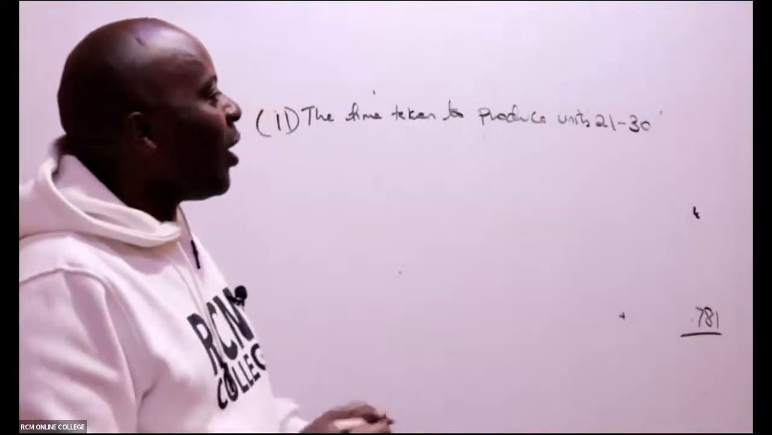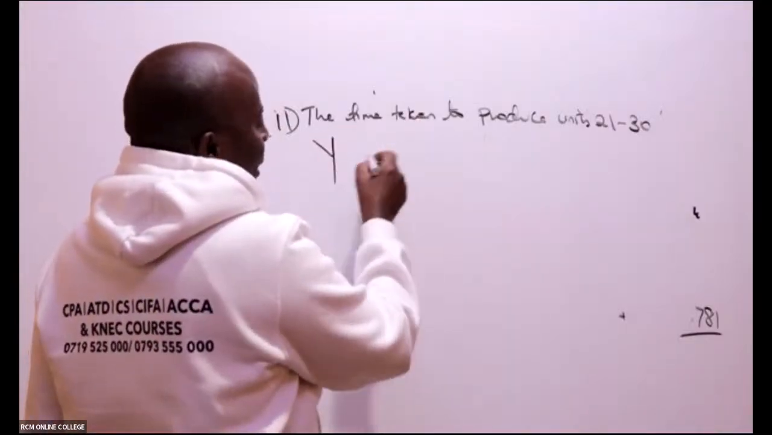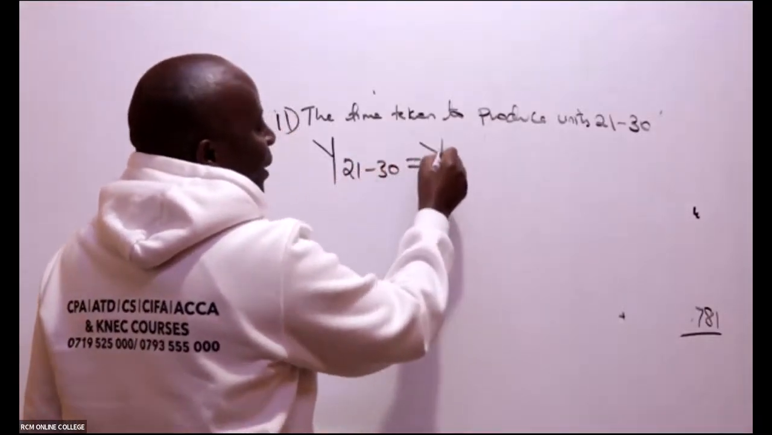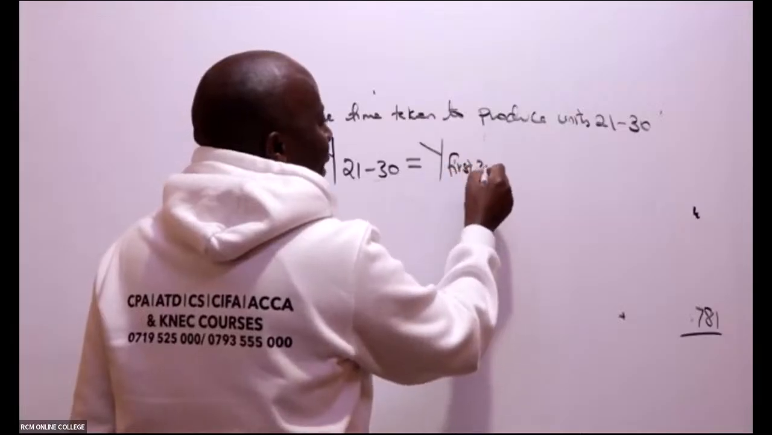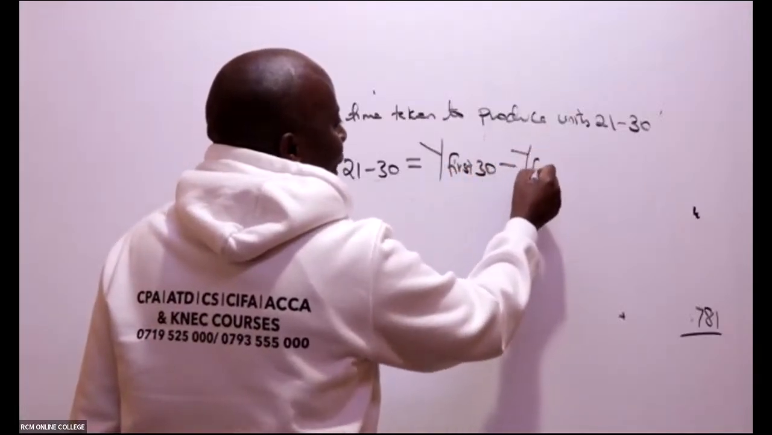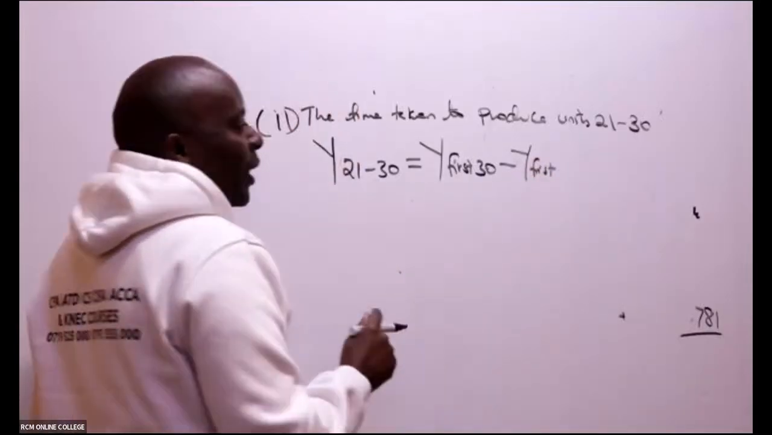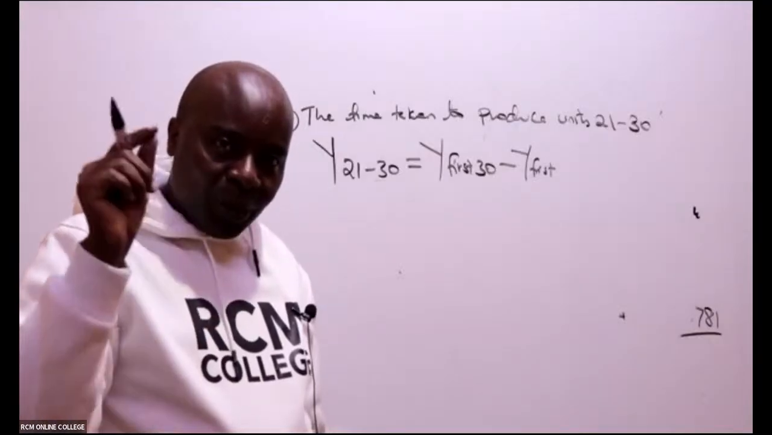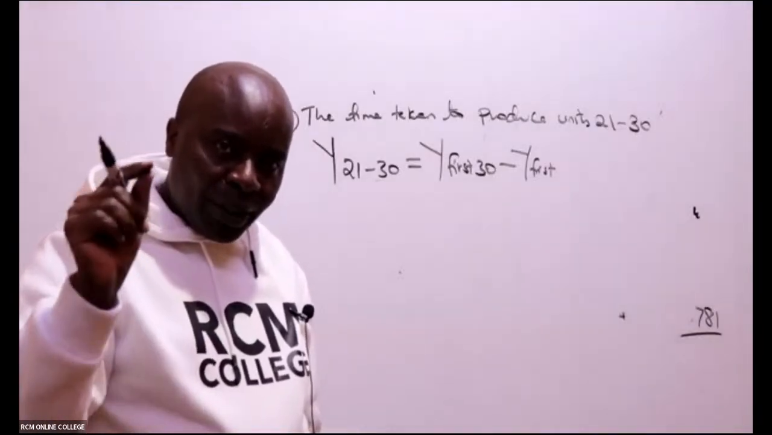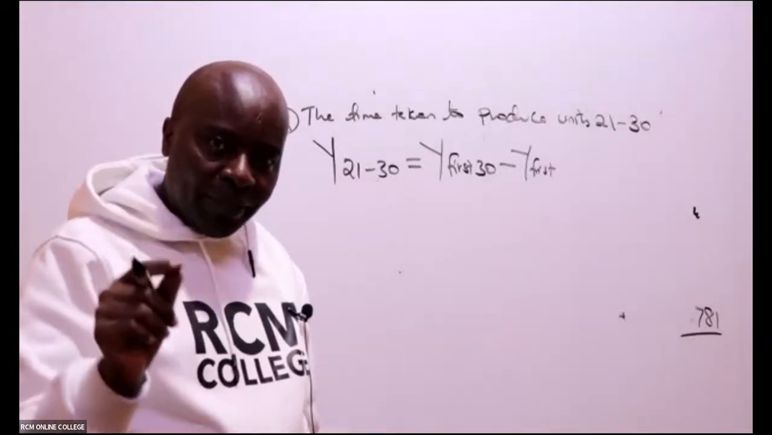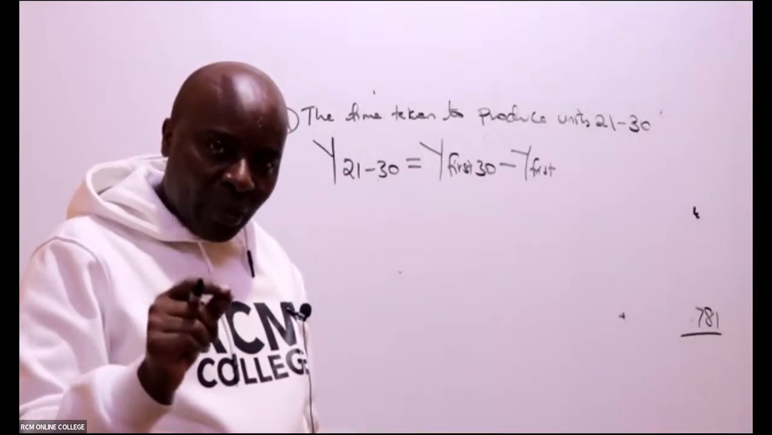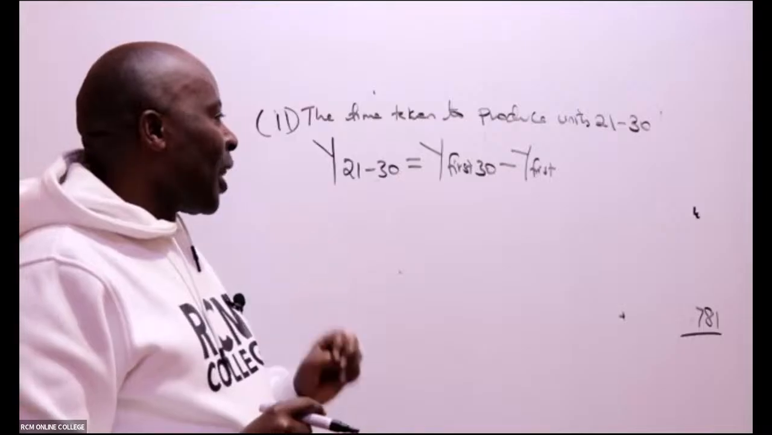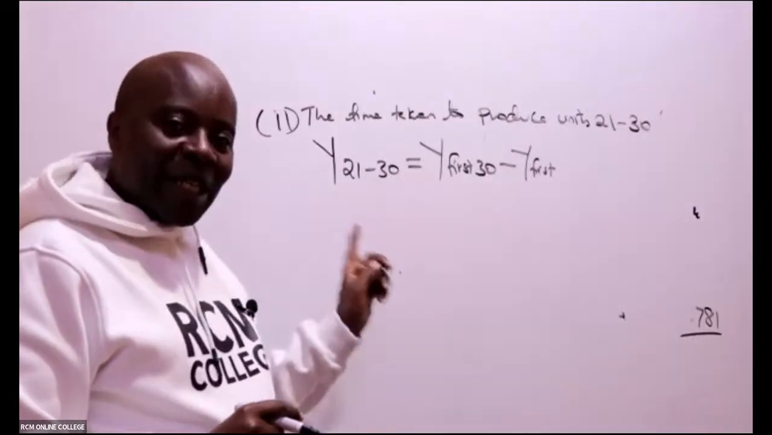So in this case, when we talk of Y, this needs expansion. Y for 21 to 30, I must expand this. It will be Y first 30 minus Y first something. Because when I say Y first 30, I'm looking at 1, 2, 3 up to 30. But you see, they don't want all of them. There are some units being cut out. If I look at this question very well, where they are cutting, I'll be able to tell, because 21 to 30 is what is required.